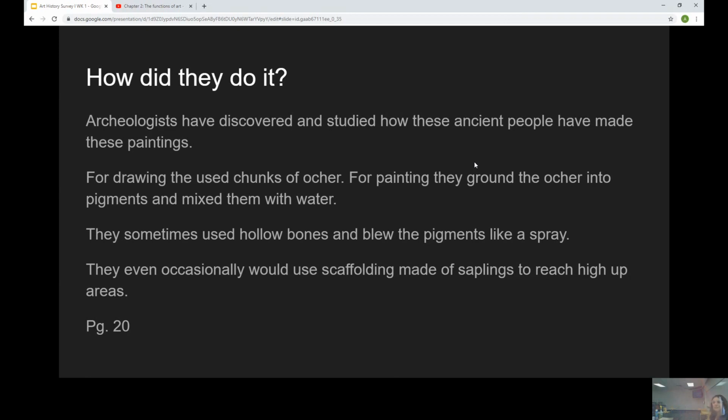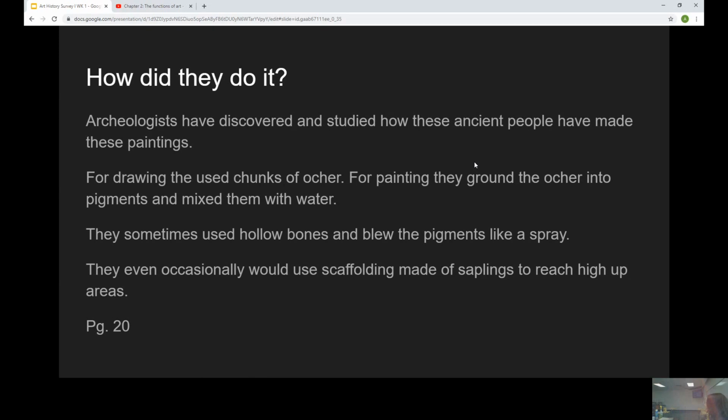We'll look at some really cool examples of that later on. People got their hands up there and took a bone with some pigments, and you see the negative of the hand left behind, and that's how they signed their artwork. So cool.